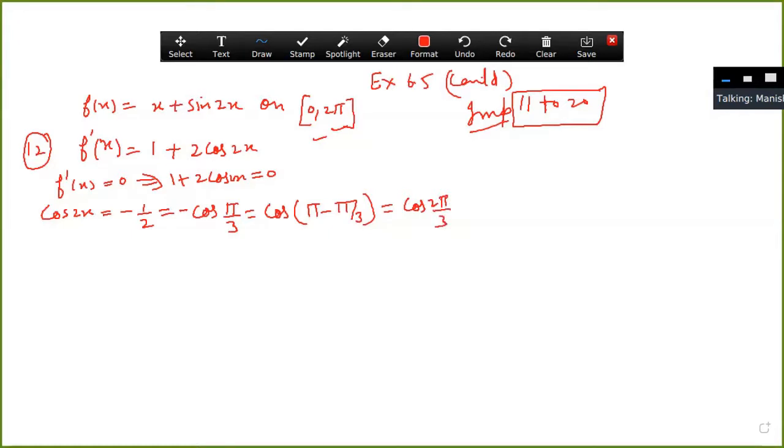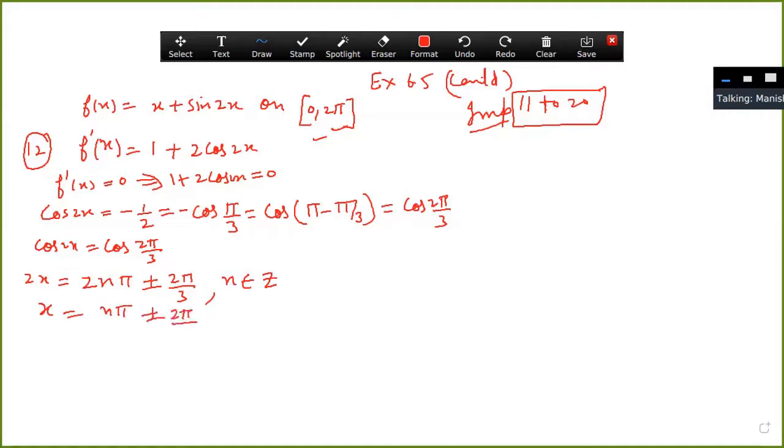Now in general, if you want the value of x, first of all write down cos 2x = cos 2 pi by 3, and 2x will be equal to, in general, 2n pi plus or minus 2 pi by 3, where n belongs to the integers. Here the interval is given as 0 to 2 pi. So in between 0 to 2 pi, you can first find x, that is n pi plus or minus 2 pi by 6.